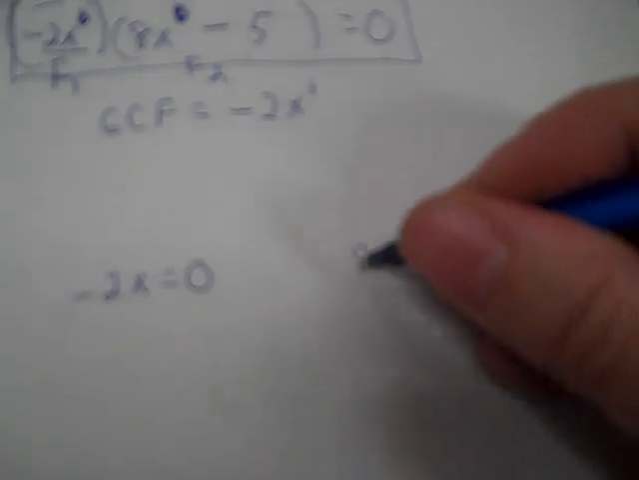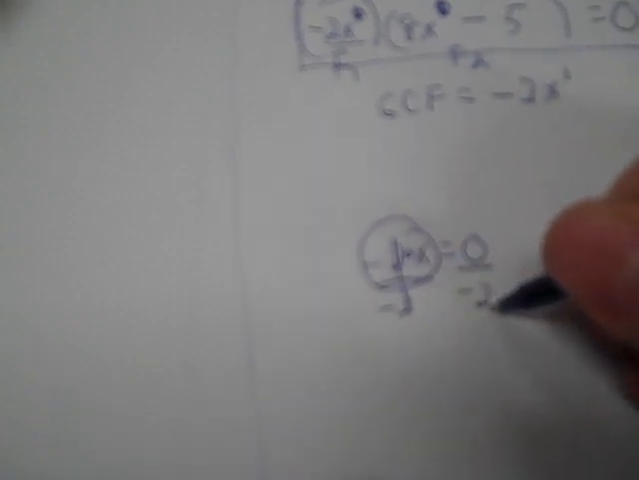So negative 2x could equal 0. Or 8x minus 5 could equal 0. So I dot and circle, dot and circle. Here I'm going to be dividing by negative 2, and that gives me 0. Here I'm going to be plussing 5 to each side, and that's 5. And then I divide 5 by 8, not 8 by 5, okay? So it's 5 divided by 8, which is 0.625. Okay, and we put the higher answer.